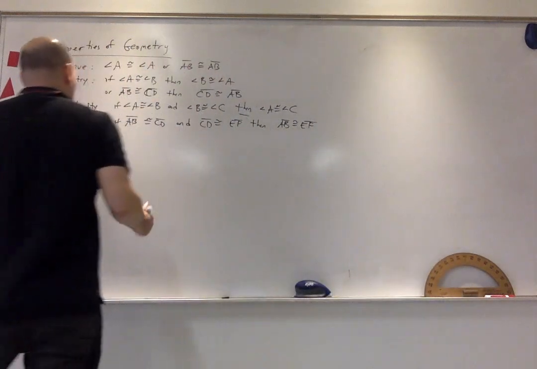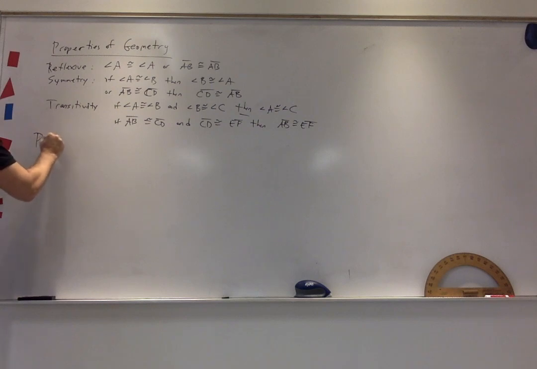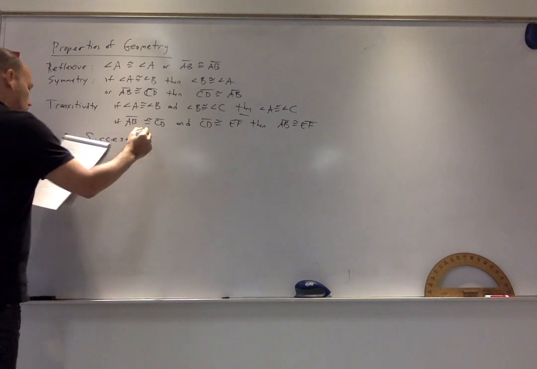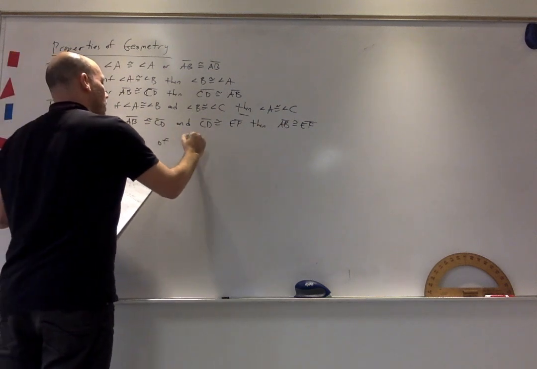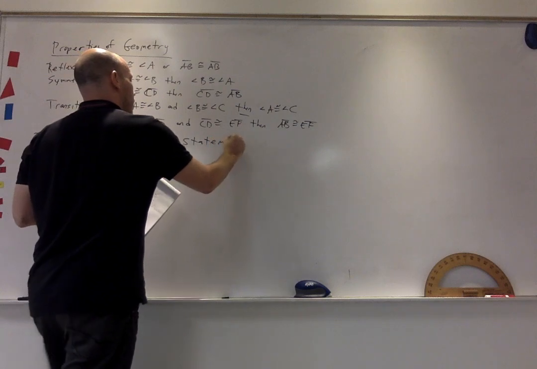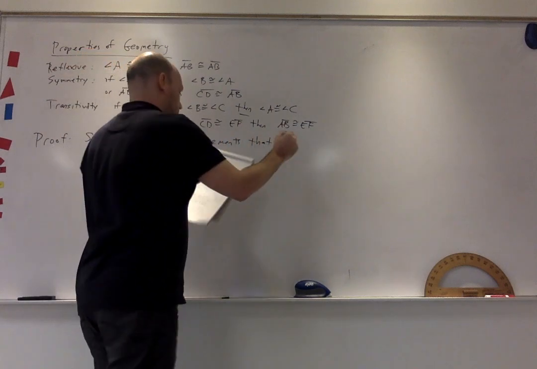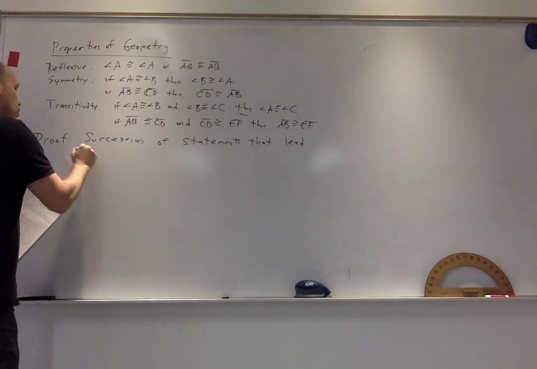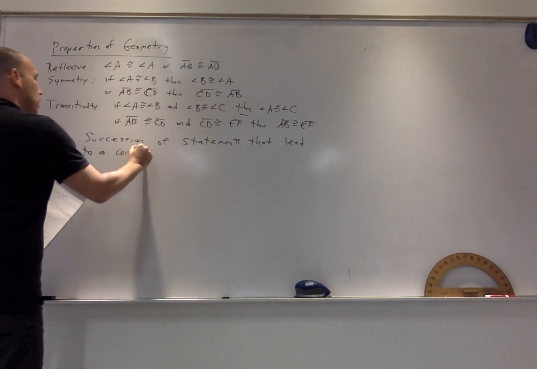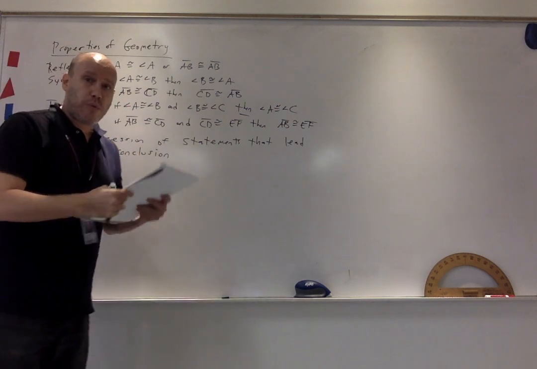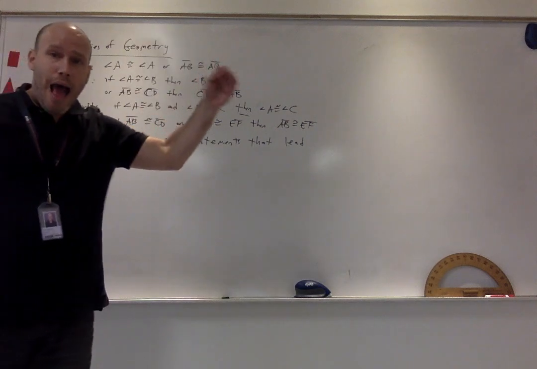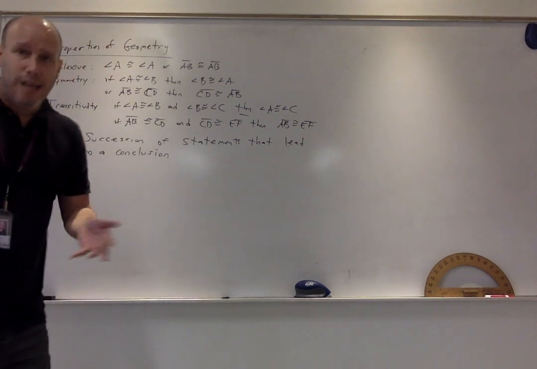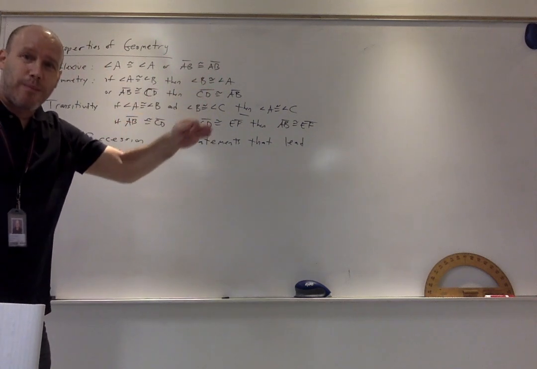We're going to do a proof. So, what is a proof? A proof is a succession of statements that lead to a conclusion. Now, you're used to doing proofs in algebra. I give you an equation, and the last step is x equals 5. And so you've proved, that's the idea. You started off with a statement, and you kept moving into the last statement.